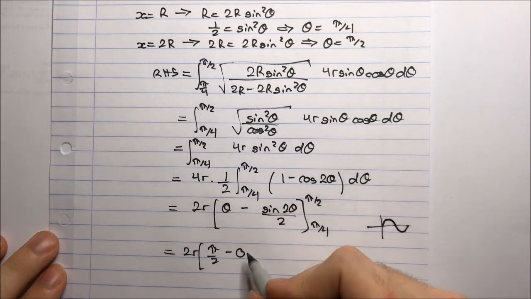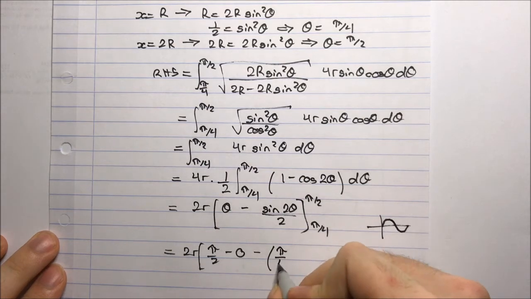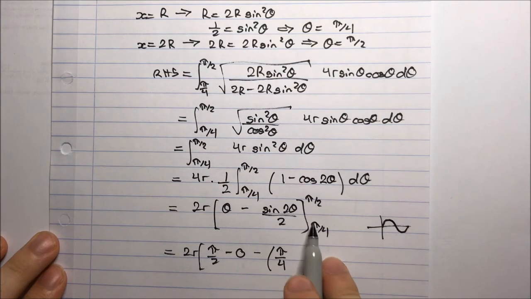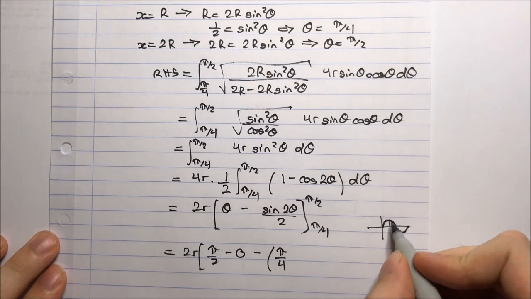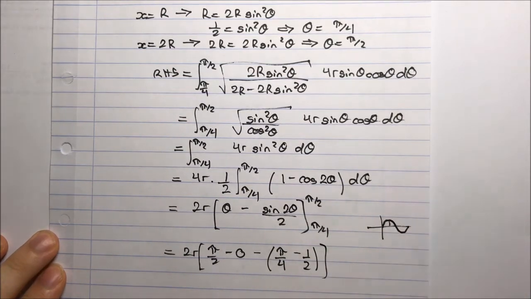Okay, and minus pi on 4. Subbing pi on 4 into here, I get sine 2 pi on 4 divided by 2, which is sine pi on 2. Sine pi on 2 is equal to 1, divided by 2 gives it a half. So here I have a half.